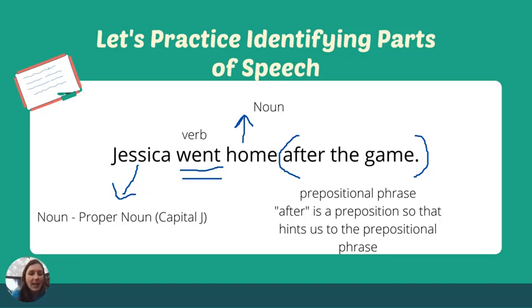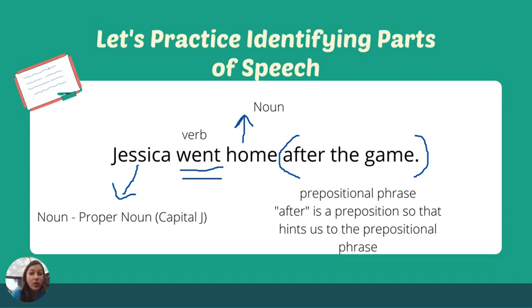So let's say I had this sentence written on the whiteboard. Jessica went home after the game. Well, Jessica is the noun. It's the proper noun of the sentence. And it actually is also the subject of the sentence. It's who the sentence is about. So when we ask for the subject of the sentence, we're asking who or what the sentence is about. The sentence is about Jessica.